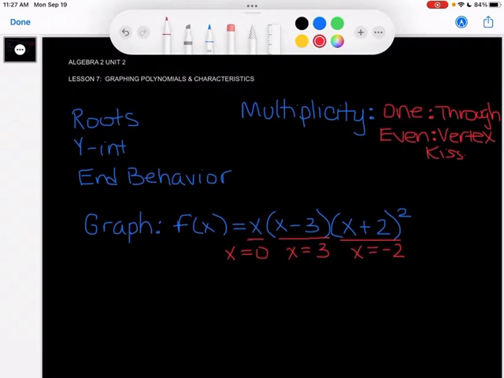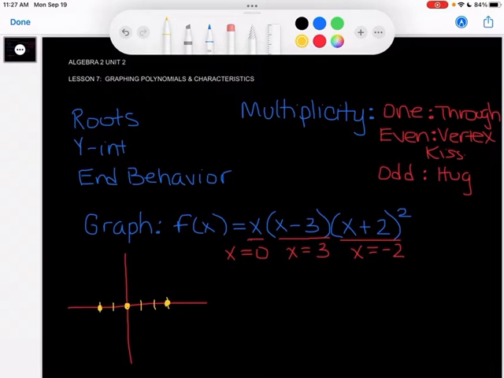Now, let's say you had an odd multiplicity. Let's say that root was in there 3 times. Then it's going to hug at that root. That means it's going to dip down a little bit, but then go through. So let's graph. I know the roots now because I have the factored form. I've got a root at 0, a root at positive 3, and a root at negative 2. So I know it's going to cross the x-axis at 0, 3, and negative 2.